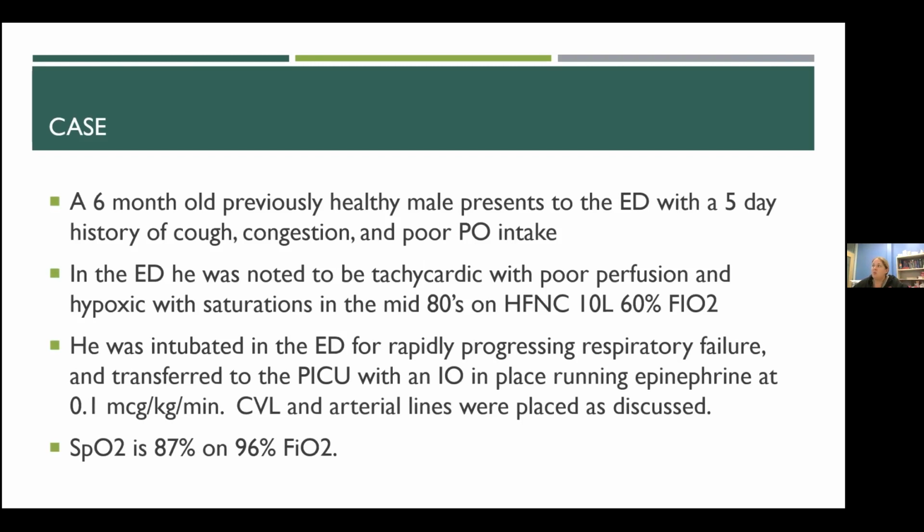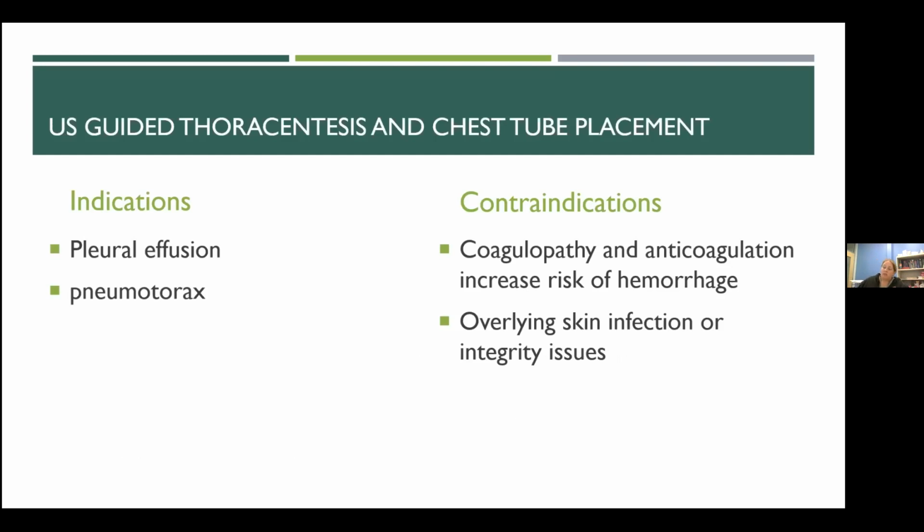So going back to our 6-month-old baby, he is now in severe hypoxemic respiratory failure. He now has the CVL and art lines that you placed as you previously discussed. He's still only saturating about 87% on 96% FiO2. So you go ahead and grab your ultrasound to take a peek. What you see is some fluid on the right side. So you're going to move towards a thoracentesis, but actually you're going to leave a chest tube in because you think this kid is sick enough it might reaccumulate.